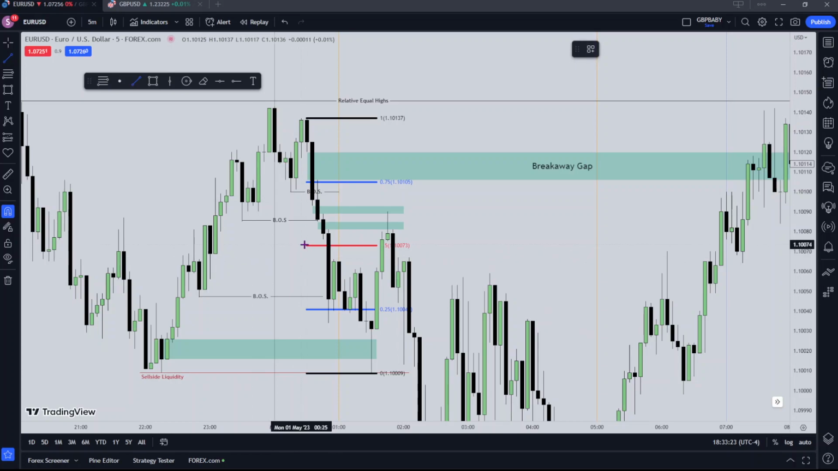I'm going to mark out the 50% of the range, because when you're looking at things like this, you want to make sure that these entries are coming in above the 50% level of the total range that you're trading in. Otherwise, it's not a premium offering. So it's good to have those marked out as well.